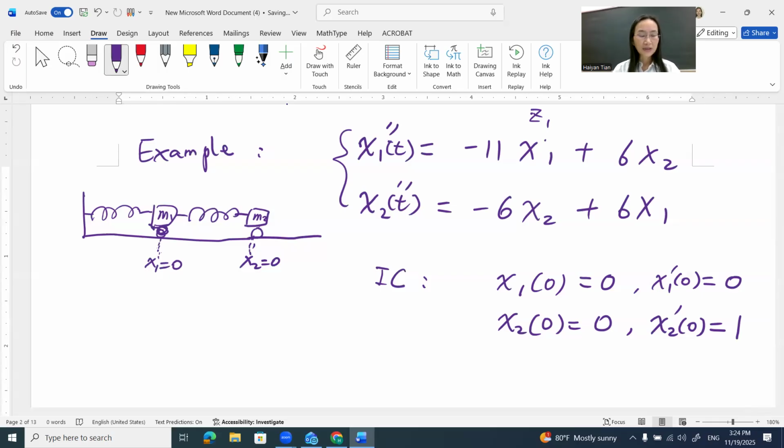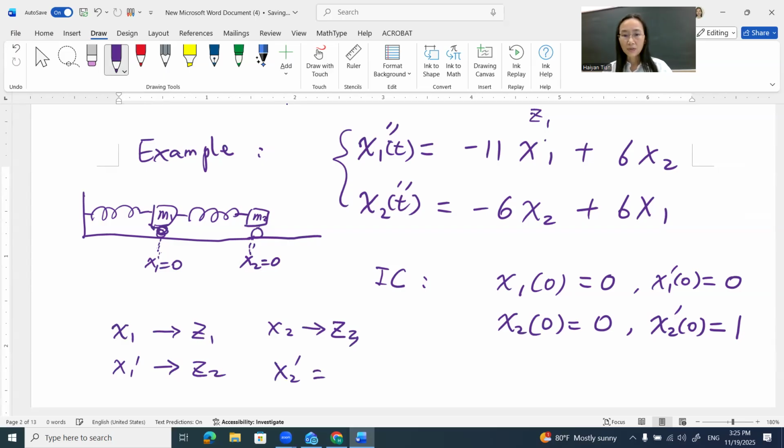X1 derivative as z2. So let's just give us a new set of names. X1, let's use z1. X1 derivative, let's call it z2. That's the velocity of the first object. And then x2, we rename as z3. X2 velocity, x2's derivative is z4. So that is our new set of names.